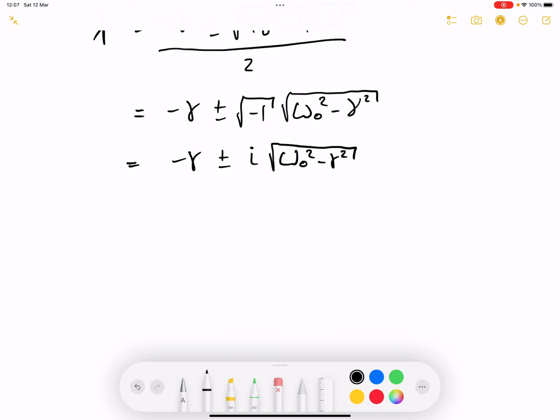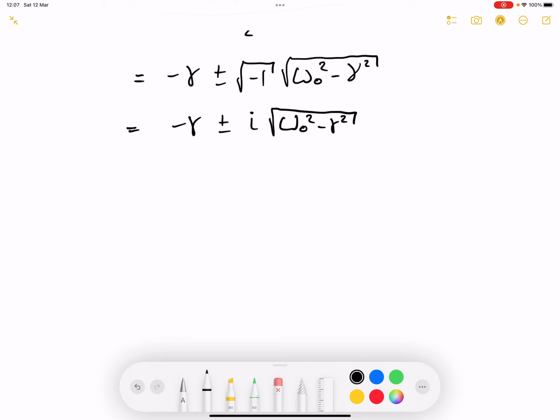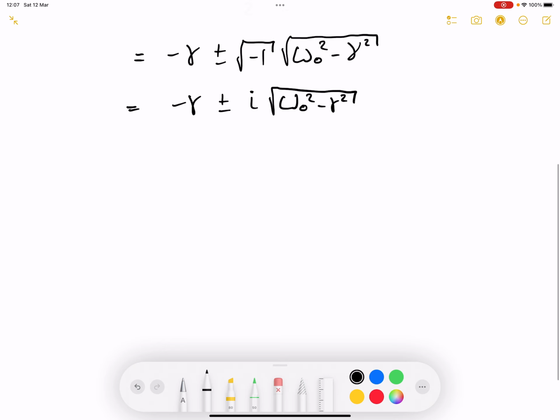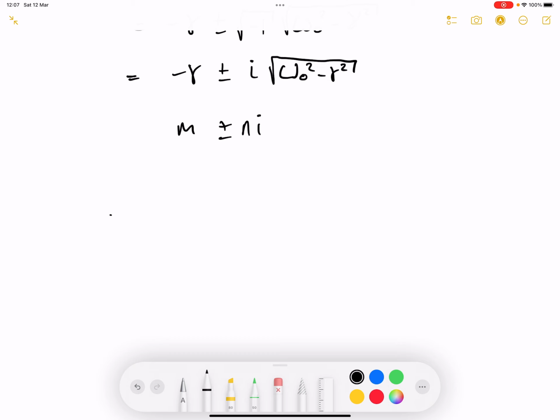Now, my transient part will look something like this, because this is m plus or minus ni. We're going to have e to the minus mt, let's call it alpha, alpha cos nt plus beta sine nt. That's going to be my transient part of my equation.